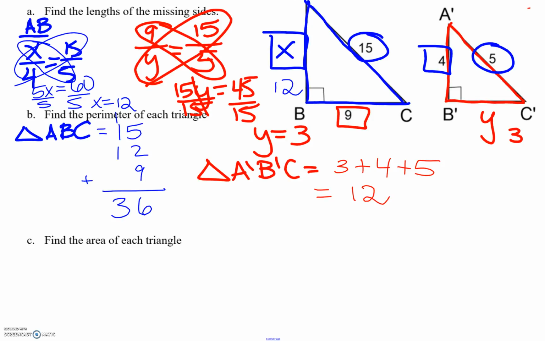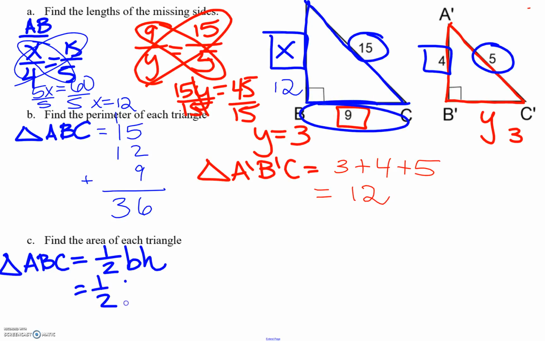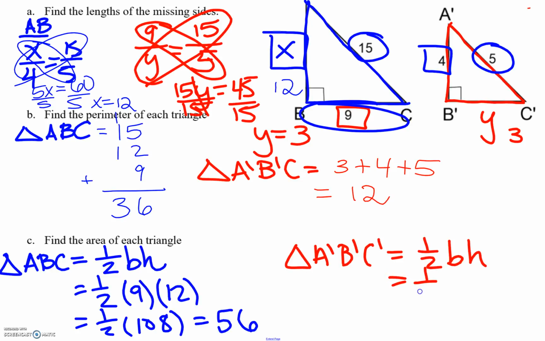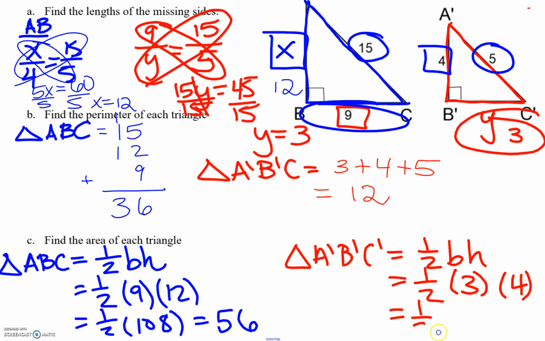And lastly, for part C, we want to find the area of each triangle. So let's look at ABC. Again, our area formula is 1 half base times height. So we have 1 half, the base is 9, the height we said was 12. So that's 1 half of 108, which is equal to 56. And then for our image, which is A prime, B prime, C prime, we're going to take 1 half base times height. So 1 half, the base is 3, the height is 4. So that's 1 half of 12, which is equal to 6.